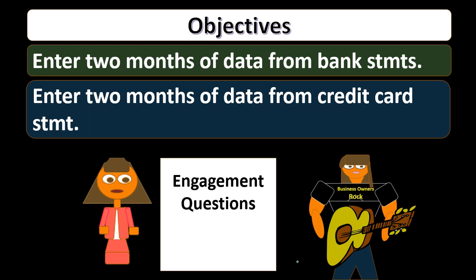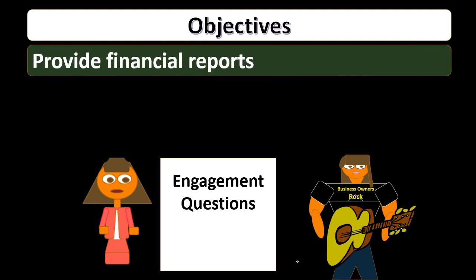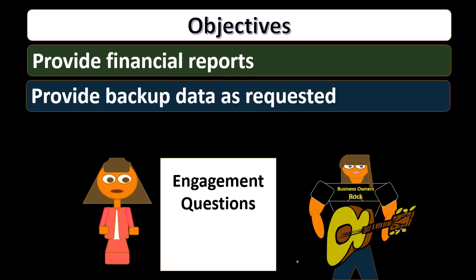So we've got this credit card information. We're going to discuss how we can put the credit card information into the system and still be somewhat of a cash basis, or make this information as easy to input as possible. We're going to provide financial reports at the end of the time period, in this case at the end of the 2 months, and that will include the balance sheet and the income statement. We're going to provide backup data as requested. So we'll discuss how to provide that backup data.